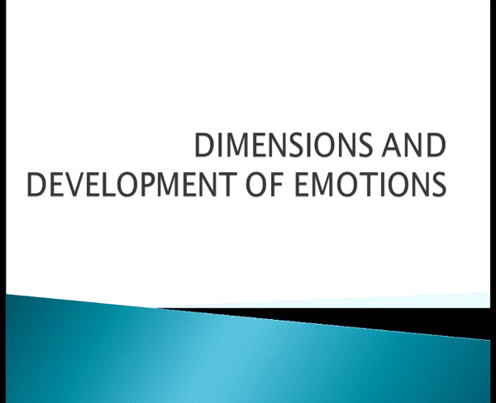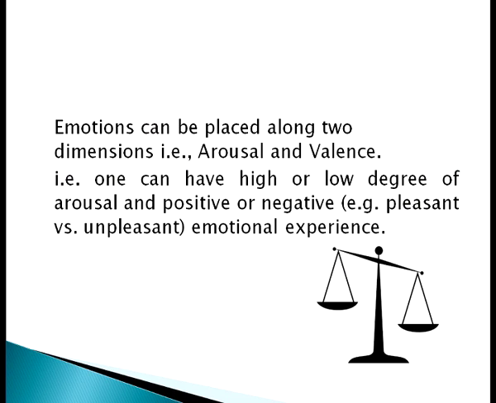So, these were some theories of emotions. We should also know the different dimensions of emotions and the course of development of emotions. When we talk about dimensions of emotions, emotions can be placed along two dimensions, that is arousal and valence. That is, one can have a high or low degree of arousal, and positive or negative valence. For example, pleasant versus unpleasant emotional experiences. Sometimes you may have a pleasant experience and sometimes an unpleasant experience. Those are the two dimensions of emotion. So, this was about the dimensions of emotions.